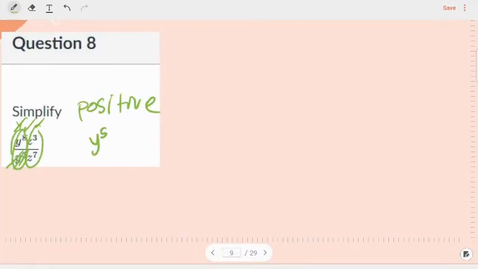Now, for the z's, what I want you to make sure you notice is that there's more z's on bottom. So if they go to battle, the bottom's going to win. Z's are on bottom. 7 minus 3 is 4. And that's my simplified answer.